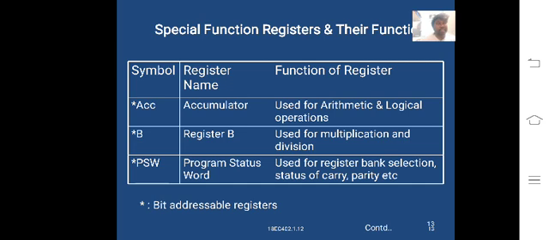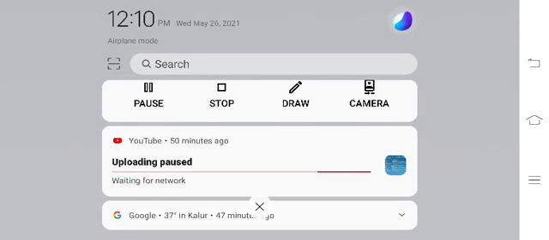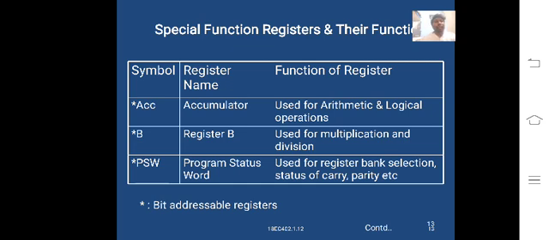Registers and their function. The special function registers and their function. The symbol of the register is ACC. The star represents the bit addressable registers. ACC is the accumulator. The function of the register is used for arithmetical and logical operations.